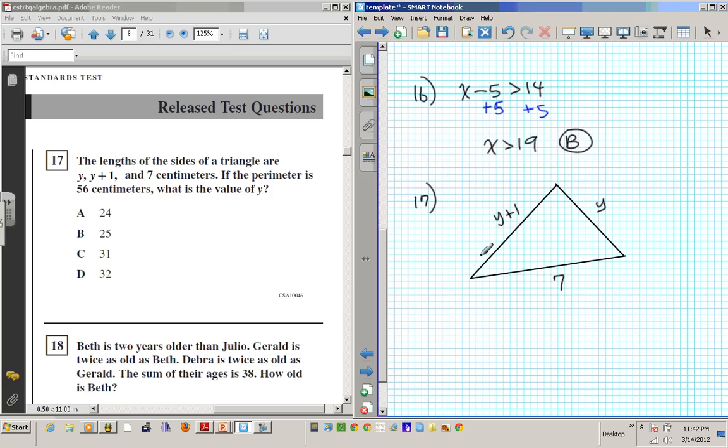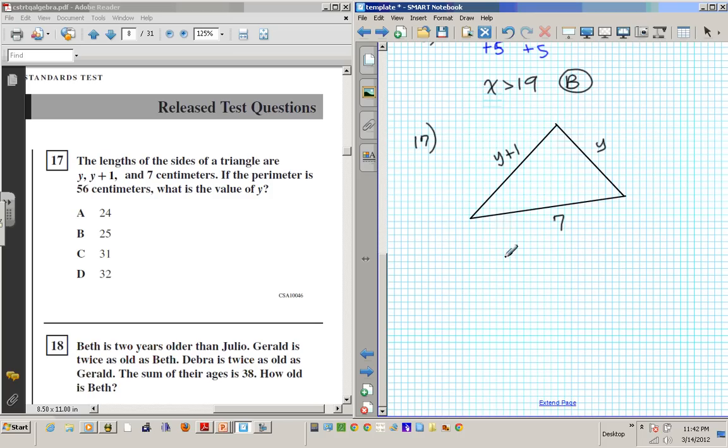Perimeter, what is perimeter? Perimeter is distance around, right? If we add all three lengths. If the perimeter is 56, that means y plus 1 plus y plus 7 is going to be equal to 56. If I add them all together, I'll have 2y plus 8 equals 56.